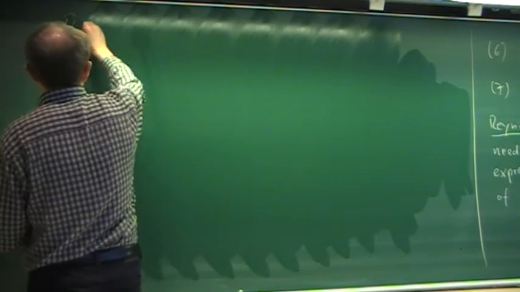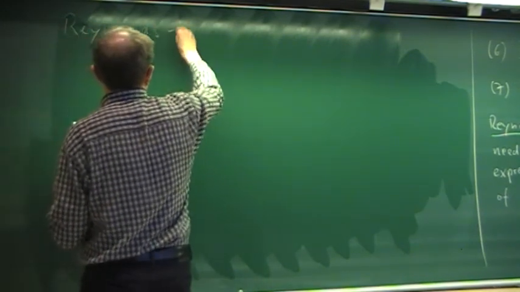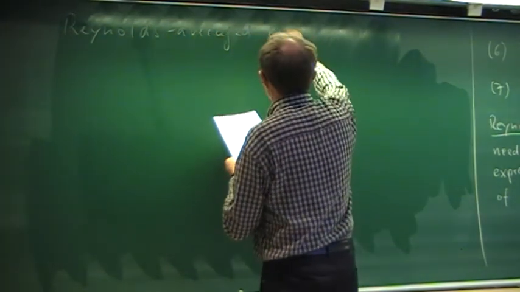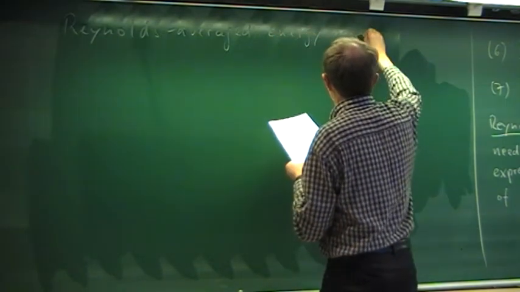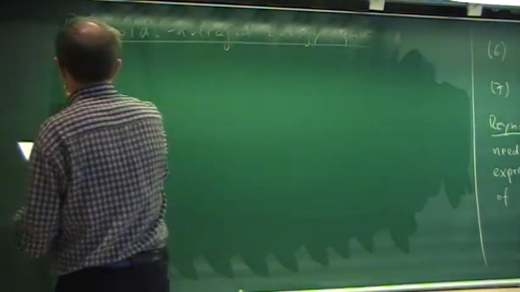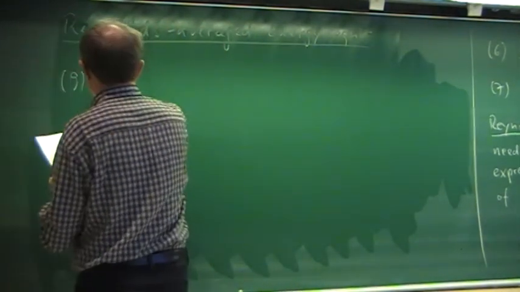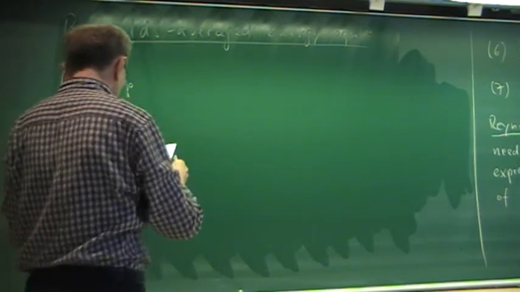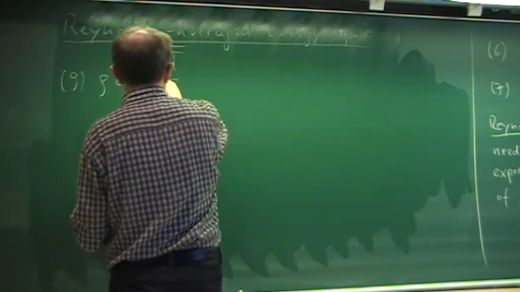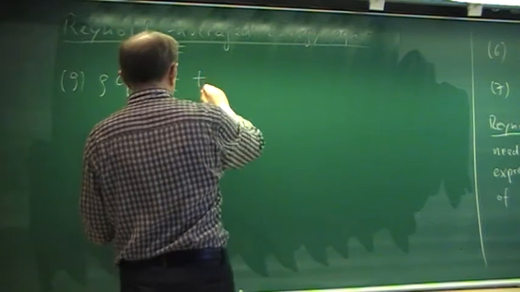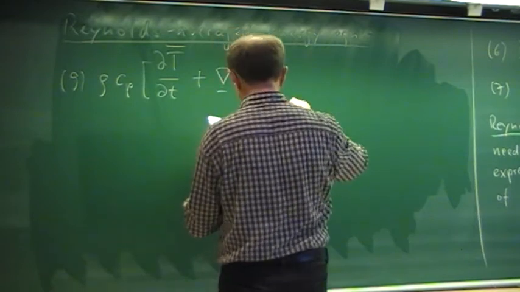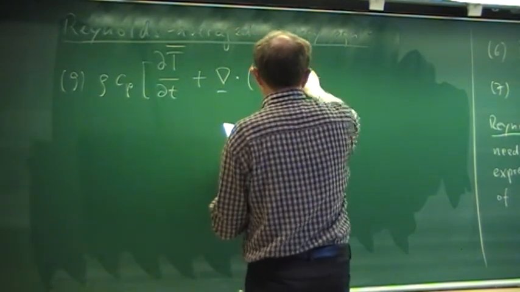So the Reynolds averaged energy equation becomes then the following. That is equation 9 in our numbering. So rho is constant, specific heat at constant pressure is constant, and then we have the mean temperature, time derivative of that. Then we have the convective term, which is the divergence of the mean velocity times the mean temperature.